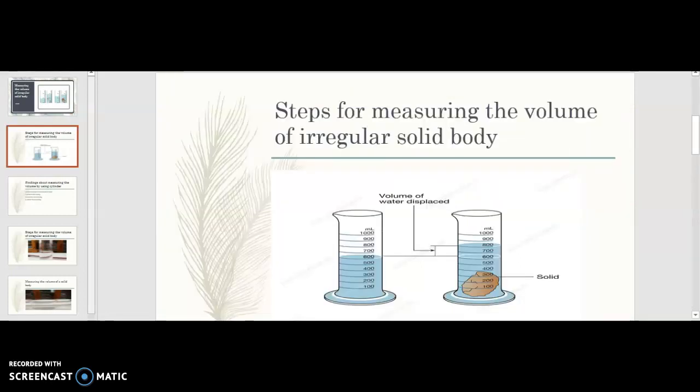We'll get the water, we put it in the cylinder, and we measure the volume of this water. Let's say in this one, roughly about 600 milliliter. V1 here.